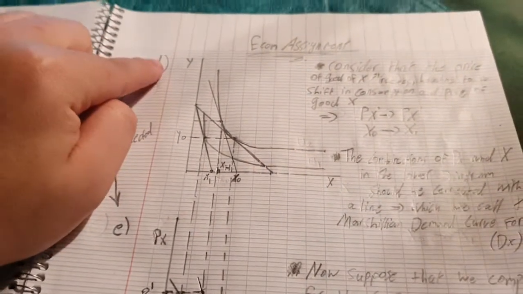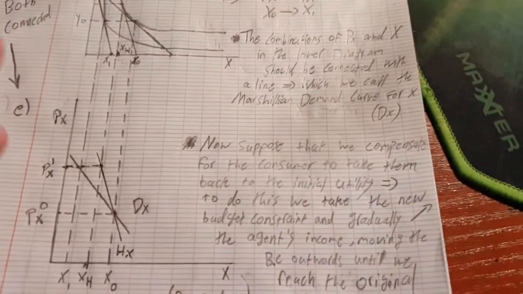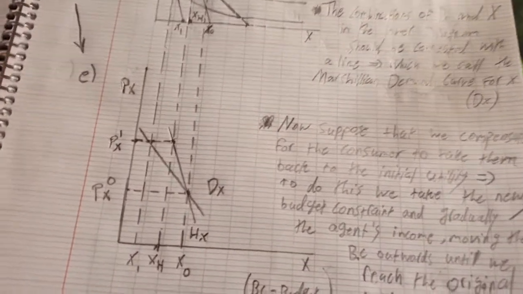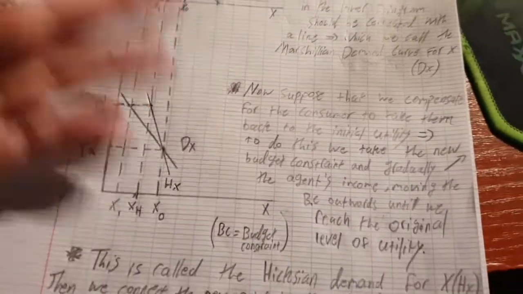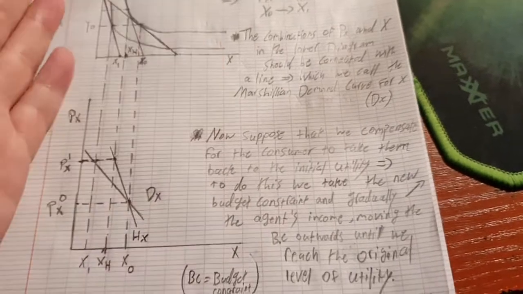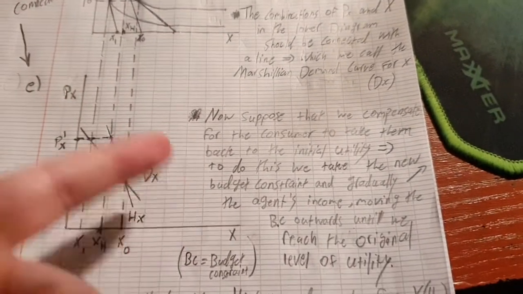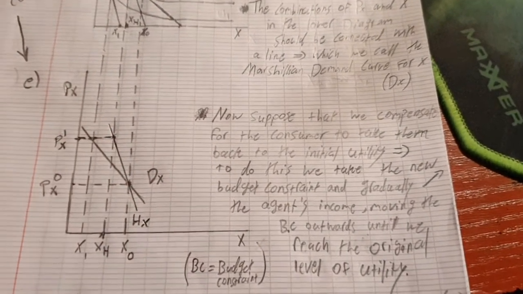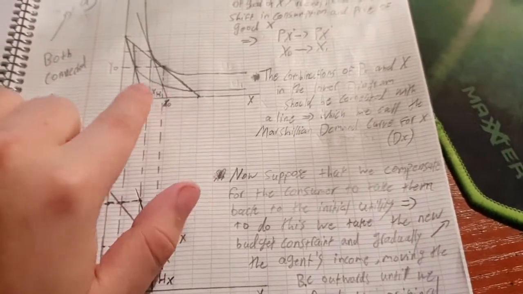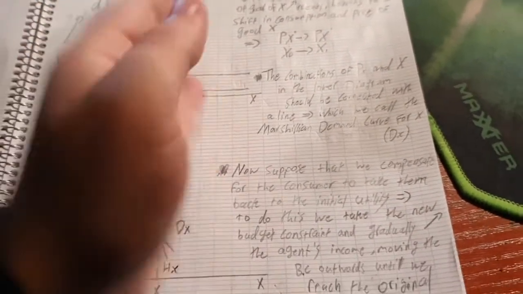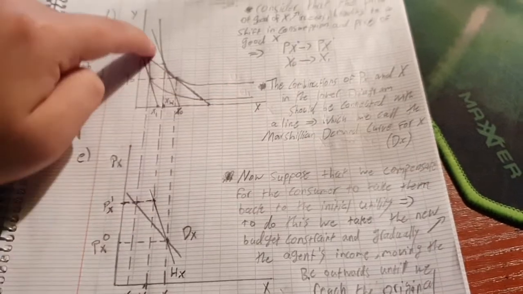For part D, we're talking about the Hicksian demand curve. How do we find that? Let's suppose that we compensate the consumer to take him back to the initial utility. Since he moved to here, we want him to go back to the initial utility, which is this one.